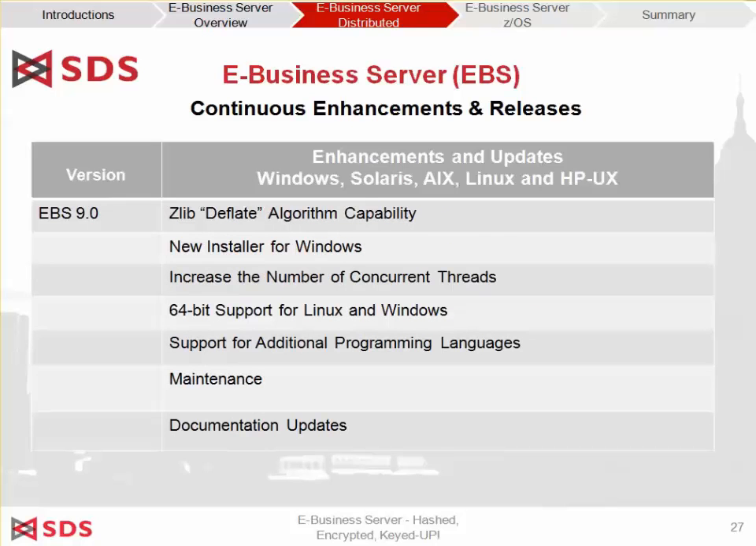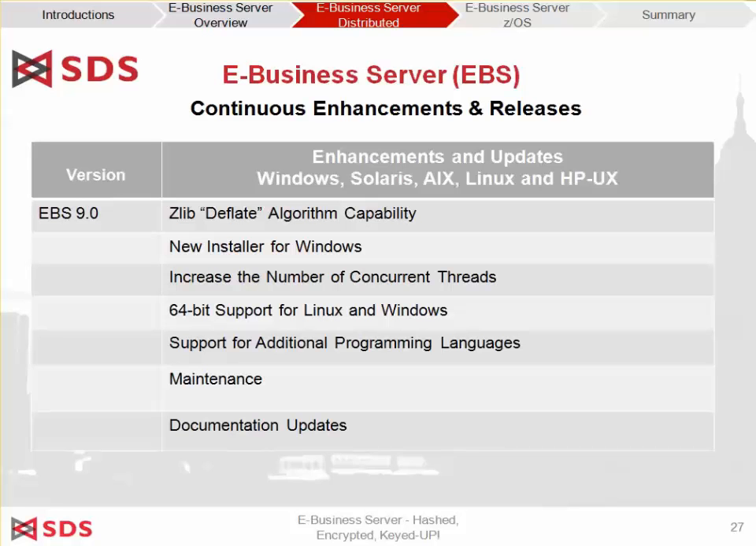In our upcoming E-Business Server version 9.0, we added the zlib deflate capability. Deflate is used to compress data a section at a time and/or to compress to other formats. There is a new installer for Windows, and you don't have to uninstall first. It basically performs like an upgrade. It is more convenient, efficient, and less time-consuming.